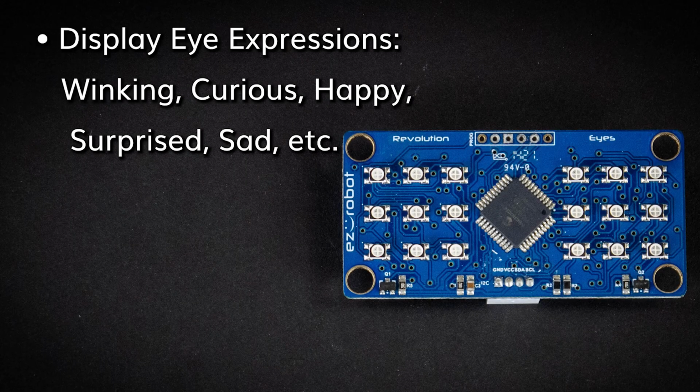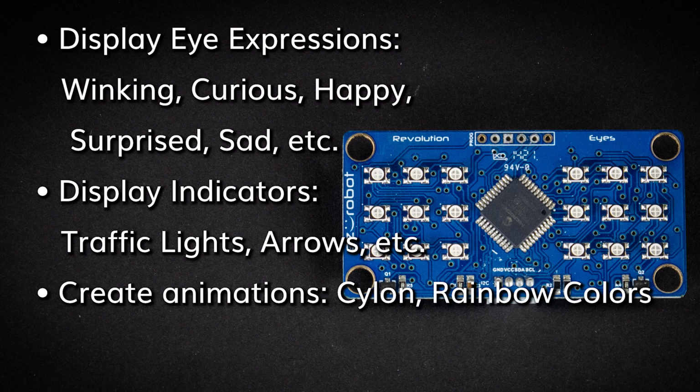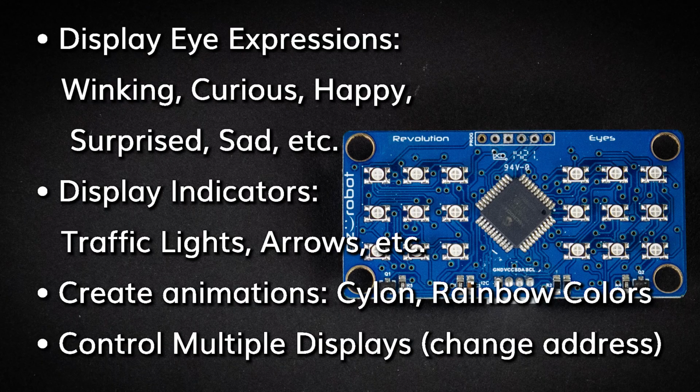With the RGB Eyes, you can give your project the ability to display expressions like winking, curiosity, happiness, or sadness. You can also display indicators like traffic lights and arrows. And you can create animations like Cylon or rainbow-colored animations. You can also control multiple displays.